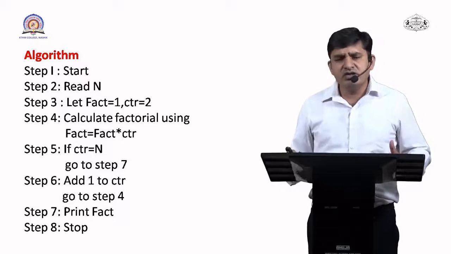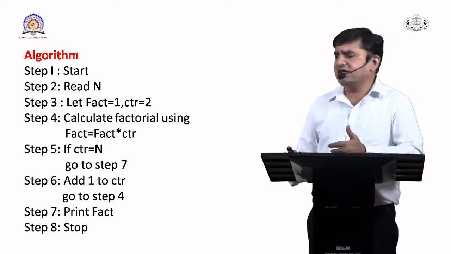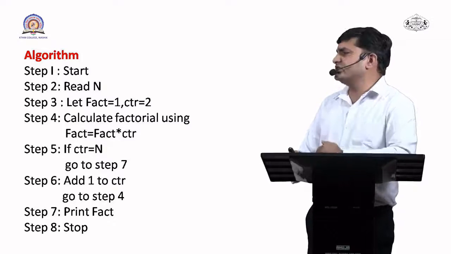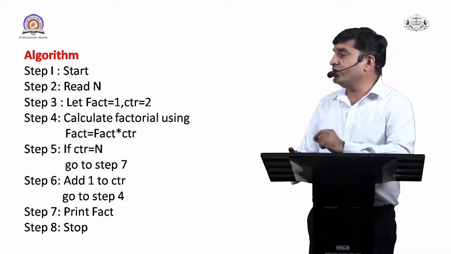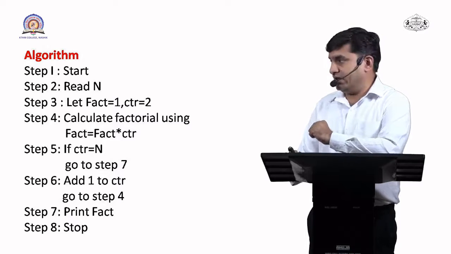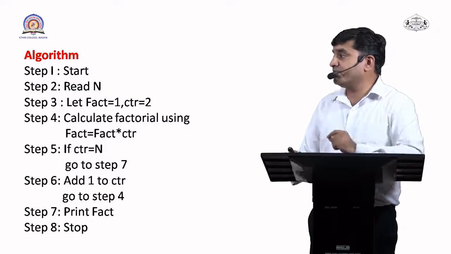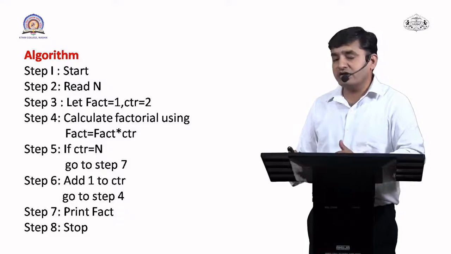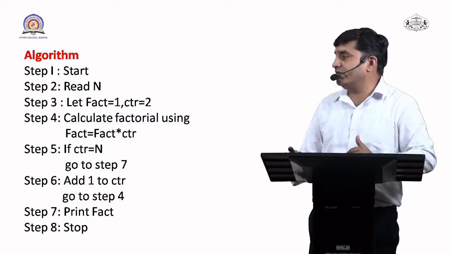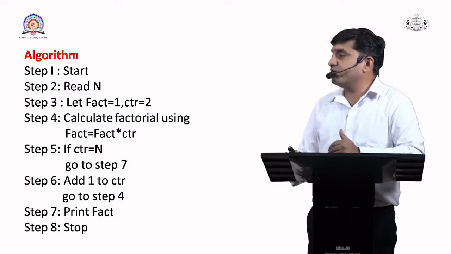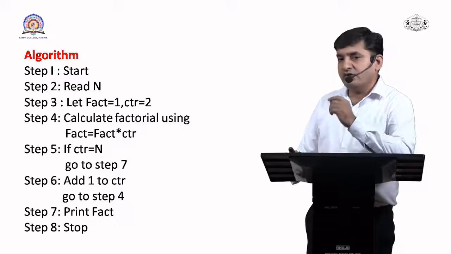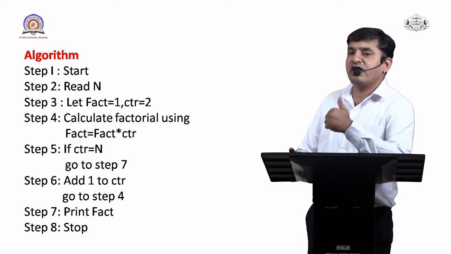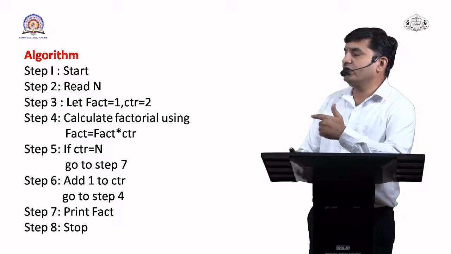Now we have to check the condition. If counter is equal to n, then go to step number 7. Otherwise, add 1 to the counter, that is the counter is incremented by 1, and go to step number 4. Again the counter is incremented by 1, and again find fact is equal to fact into counter.